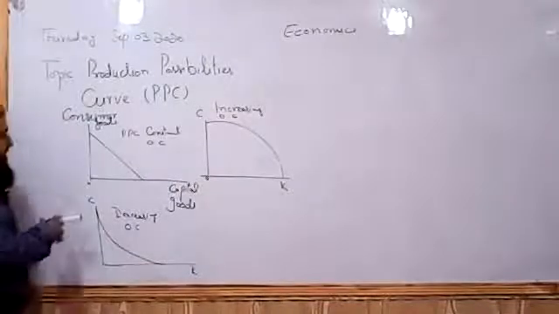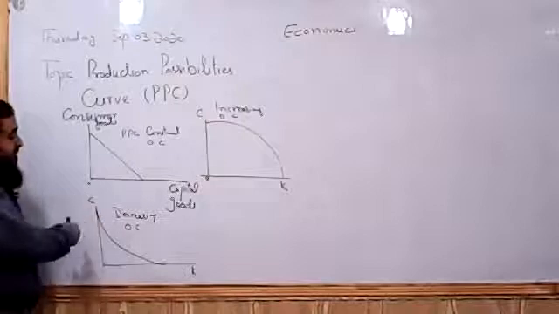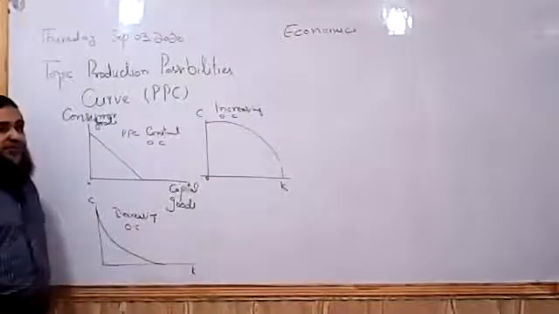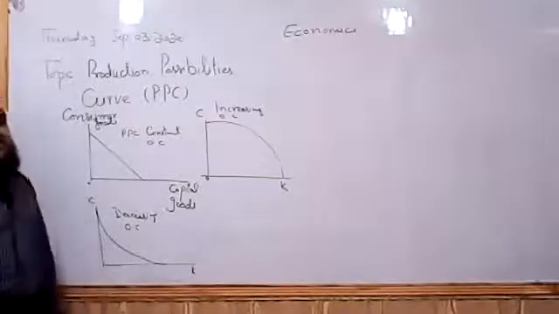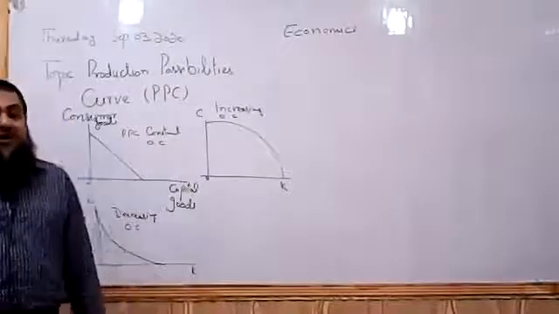As we move along this curve, its opportunity cost is increasing. But here we have the decreasing opportunity cost when we move along this curve. So it means here the productivity of factors of production will be increasing as we produce more of the capital goods. So its opportunity cost will be decreasing. We are sacrificing less of consumer goods in order to produce more capital goods.